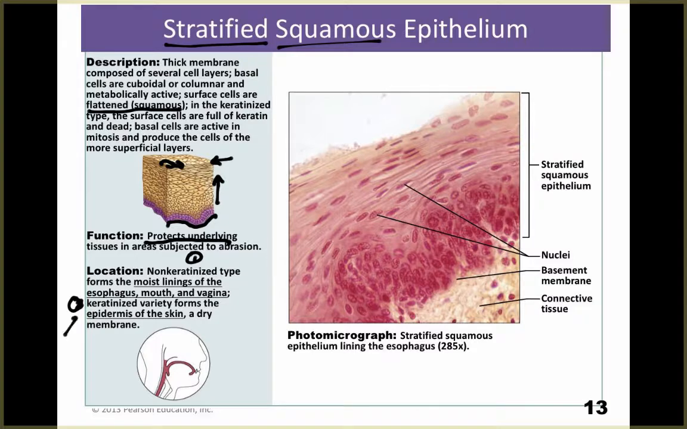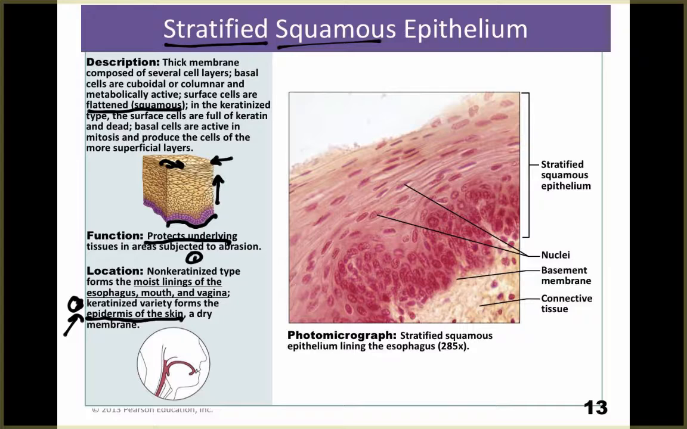So the keratinized forms you're going to find in the epidermis of the skin, right? This is going to be a dry membrane. It's going to be outside, and that keratin is going to help it against essentially abrasion or forces that could damage it. Non-keratinized essentially is going to be moist. Keratin essentially makes the membranes very, very dry, but non-keratinized means it's not going to have that particular protein there.